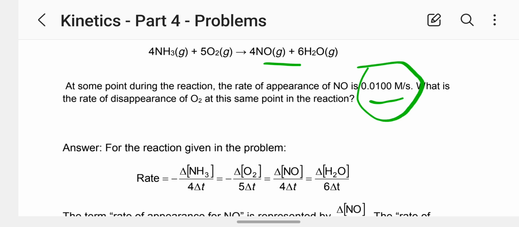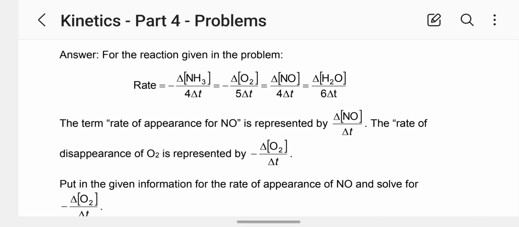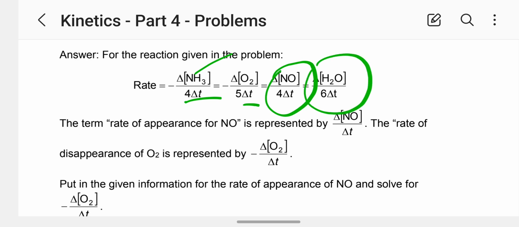When we get to this point in which sodium oxide has this rate, what will be the rate of disappearance of oxygen gas at the same point in the same reaction? Alright, so writing the answer for the reaction given in the problem, we have the change in concentration of ammonia divided by 4 del T equals the change in concentration of oxygen gas divided by 5 del T, which equals nitrogen gas and H2O divided by change in time respectively.